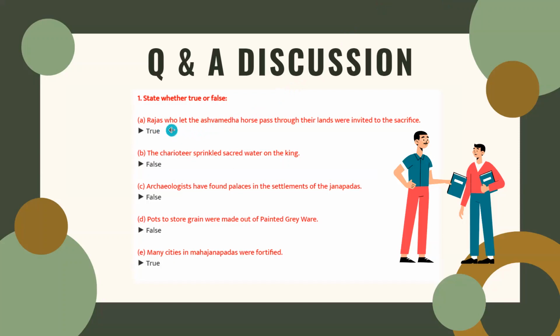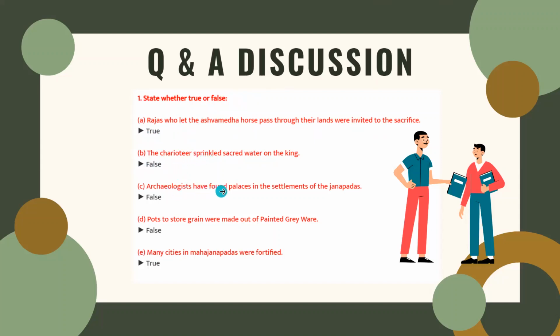The very first question is where we have to state whether these statements are true or false. The first statement is: Rajas who led the Ashvamedha horse through their lands were invited to the sacrifice. Yes, true, because they finally accepted the king's authority and they used to come and pay a visit and also bring gifts for the Raja. Second is: the charioteer sprinkled sacred water on them. They used to attend it but not sprinkle water on the king.